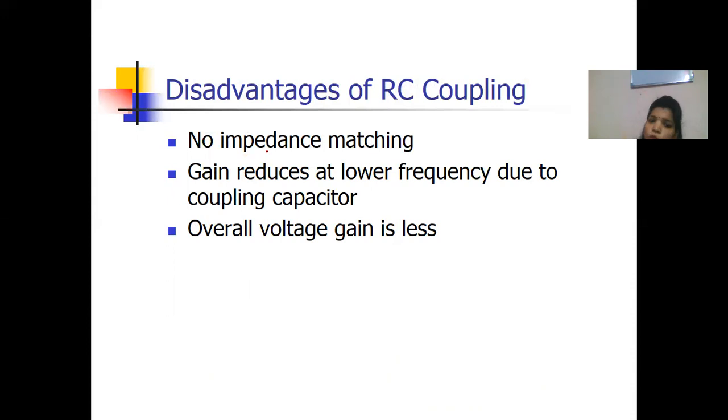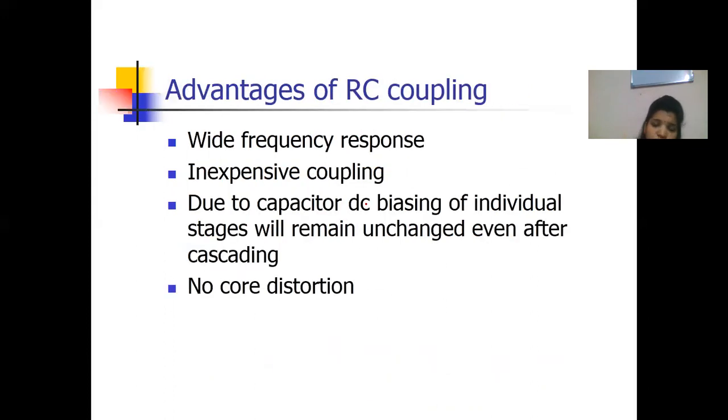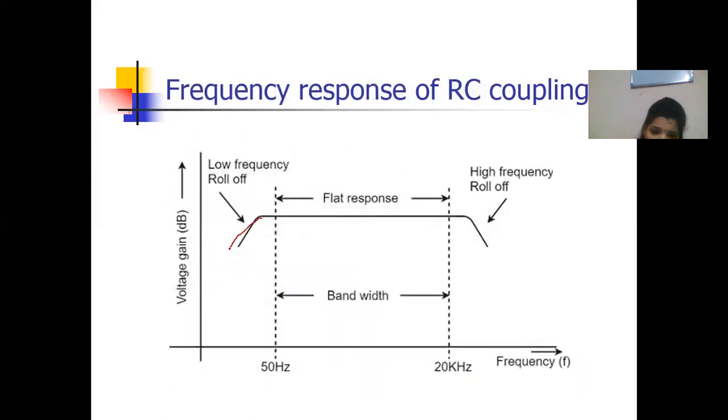The disadvantage is no impedance matching, because we are not using any device like a transformer. And another disadvantage is that gain reduces at lower frequency due to the coupling capacitor. If you see this frequency response, gain reduces at lower frequency and at higher frequency. At higher frequency the reason is different, but at lower frequency, gain reduces due to the coupling capacitor. Here it is due to stray capacitance, that we will learn in the next lecture.